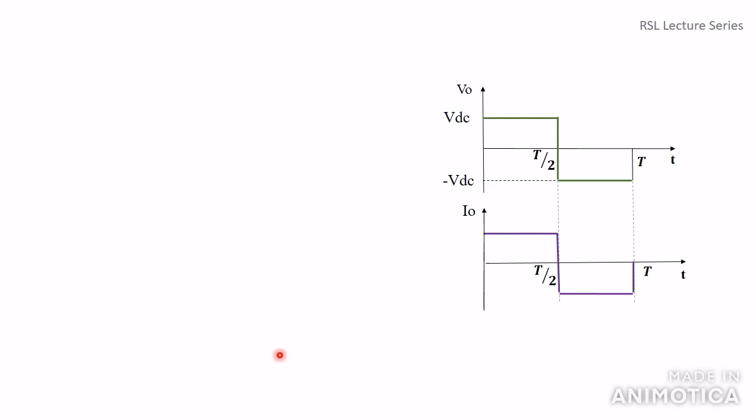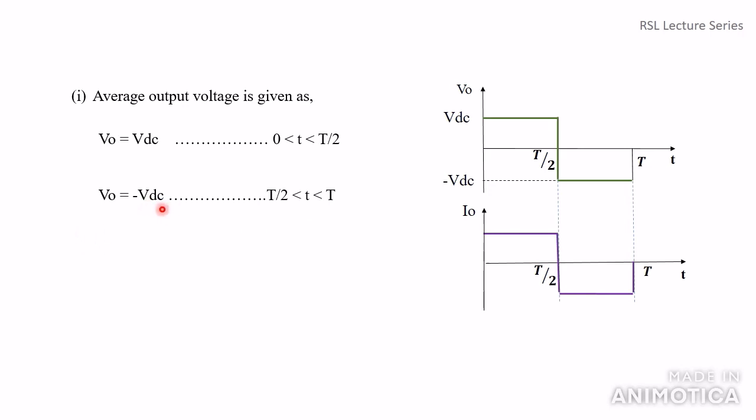So now we'll derive the average value. This is the load voltage waveform V0. It is positive during the interval 0 to T by 2, and it is negative during the interval T by 2 to T. This is the I0 waveform. Here we have considered the load as a resistive load, so V0 and I0 are in phase with each other. Now the output voltage is given by V0 equal to plus VDC during the interval 0 to T by 2, and similarly V0 is equal to minus VDC during the interval T by 2 to T.